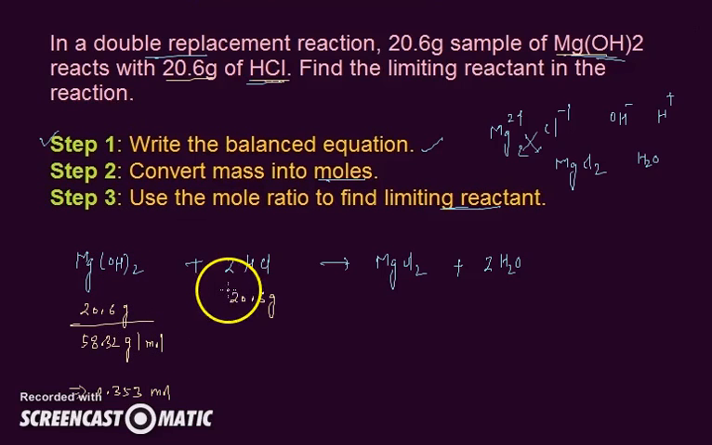In a similar way, we calculate the moles of hydrochloric acid. We convert its mass. The molar mass of hydrochloric acid is 36.46.